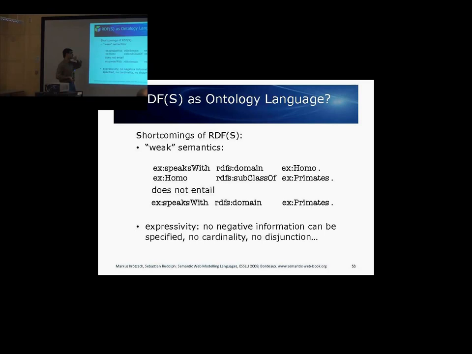For example, over here it says speaks with has a domain Homo. Homo is a subclass of primates. It will not entail that speaks with has a domain primates. It will lead to this particular problem. And if you want to say that an animal cannot have a social security number, you cannot say those kinds of things in RDF. Expressing negative information is a bit problematic in RDF.